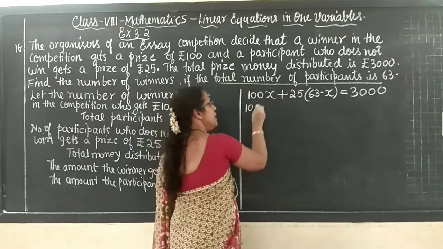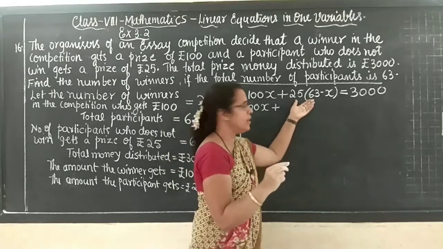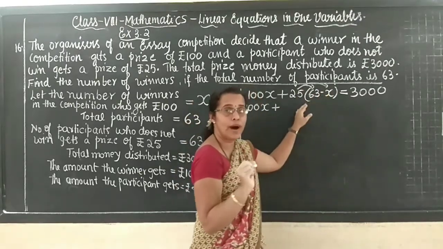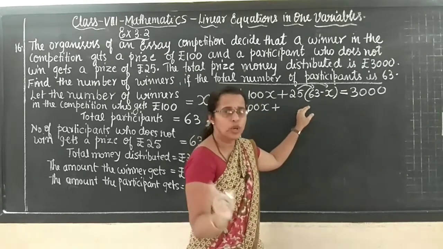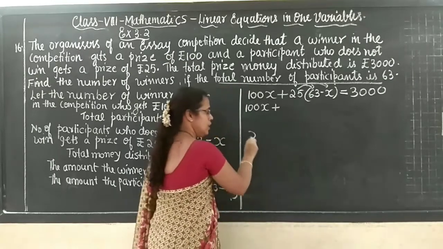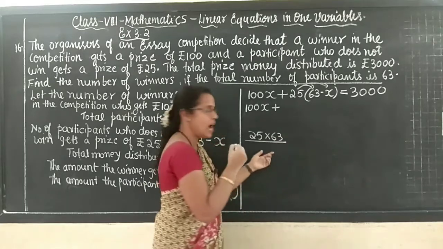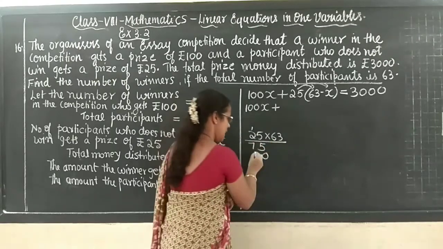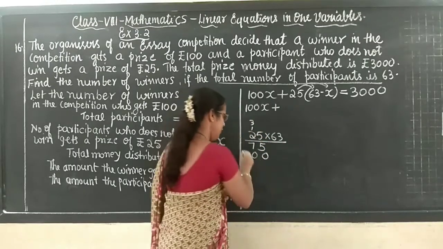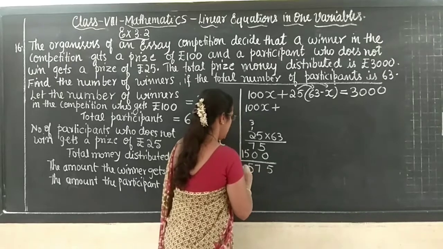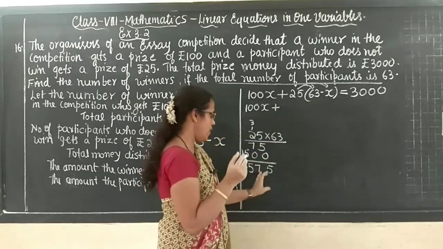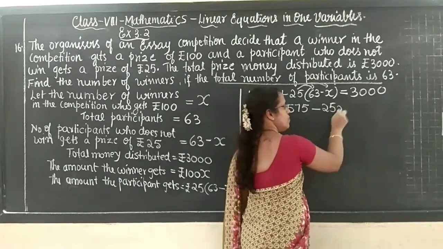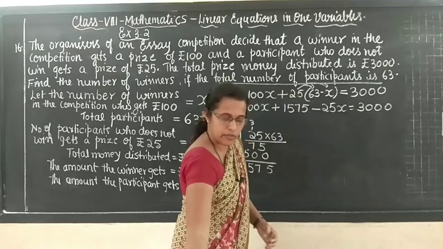Now what you have to do is remove the bracket, children. You have to multiply 25 with both terms, because partiality cannot be done. Now see here, 25 into 63. Let us multiply: 5 3s are 15, 3 2s are 6 plus 1 is 7, then 6 5s are 30, 6 2s are 12, plus 3 is 15. So 25 into 63 is 1575, minus 25 into x. 25x is equal to 3000.